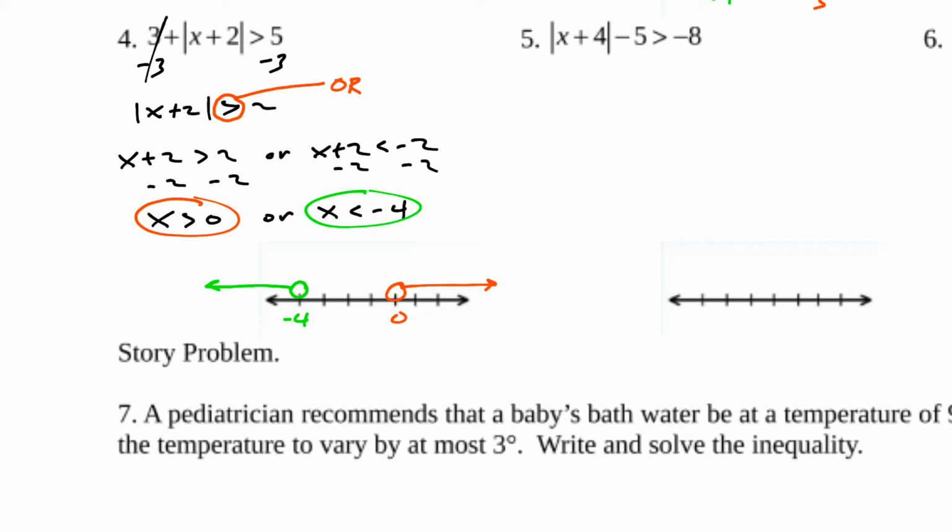So again, since our problem is an or problem, we're looking for our solution to be anywhere that's shaded on our number line. And again, we have these two separate disjoint sets with this gap in the middle. So the part that's shaded in is the part that's green, or the part that's red. So then we really have our solution written out again, but I'll write it for you guys again. So our final solution is x is greater than 0, or x is less than -4.